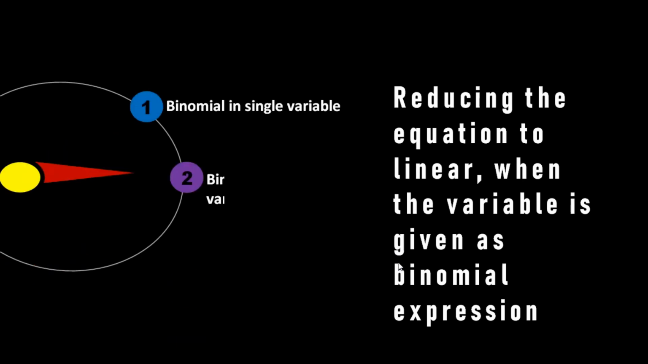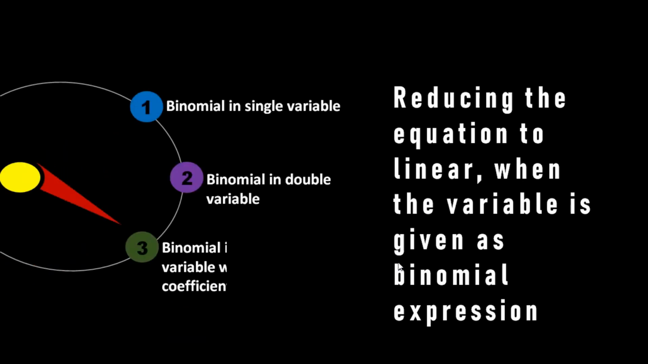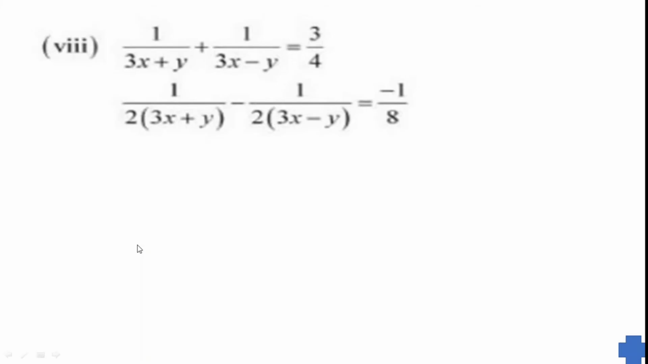these two parts. Coming to the third one, when the binomial is in double variable, which we've already covered here, but with non-unit coefficient. I'm going to elaborate on this particular factor with the help of an example.